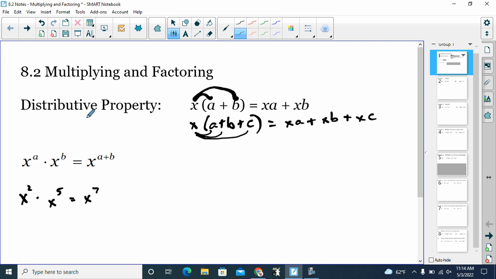So a couple of review things there that are necessary in order to succeed in this section. First, again, is the distributive property. Second one is one of the properties of exponents we covered last chapter.